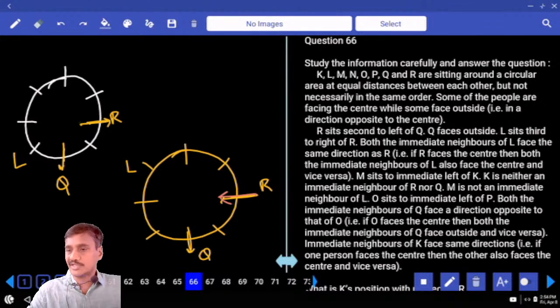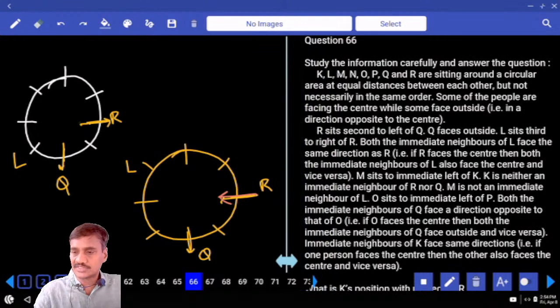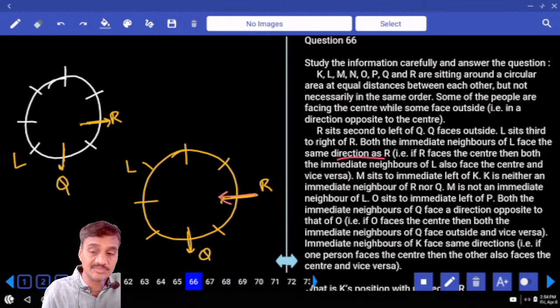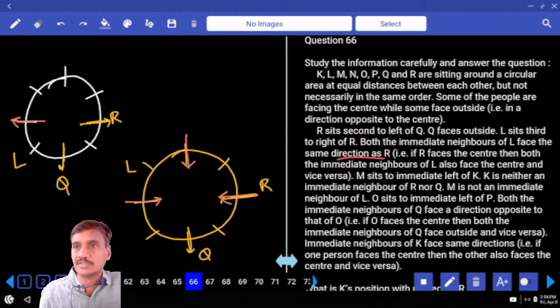And next, both the immediate neighbors of L face the same direction as R. In the first case, R is facing away from the center, and the immediate neighbors of L are also facing away from the center. And in the second case, R is facing towards the center and the immediate neighbors of L are facing towards the center. Done with this?